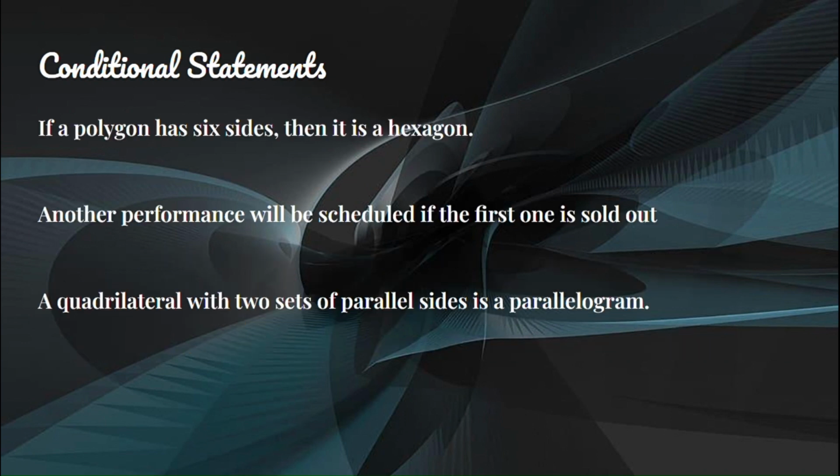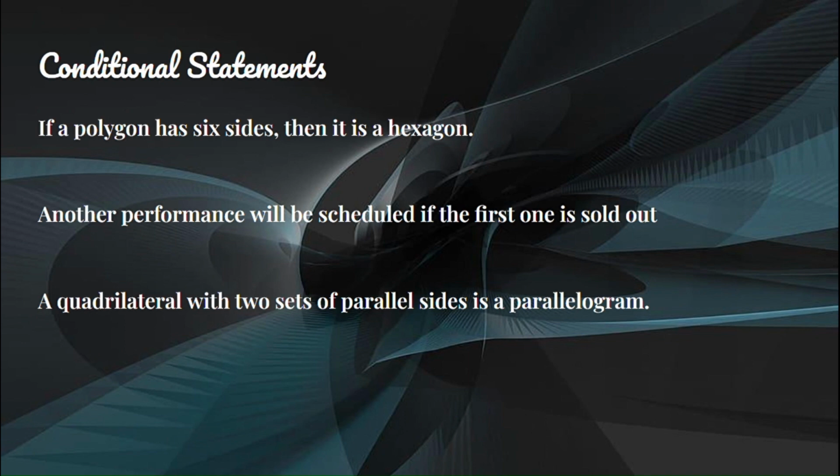Just to help you understand, here are a couple of examples. The first one: "If a polygon has 6 sides, then it is a hexagon." "A polygon has 6 sides" would be our hypothesis. That comes right after "if," and then "it is a hexagon" is our conclusion. That comes after the "then." Pretty straightforward. But it doesn't always have to be that way, right?